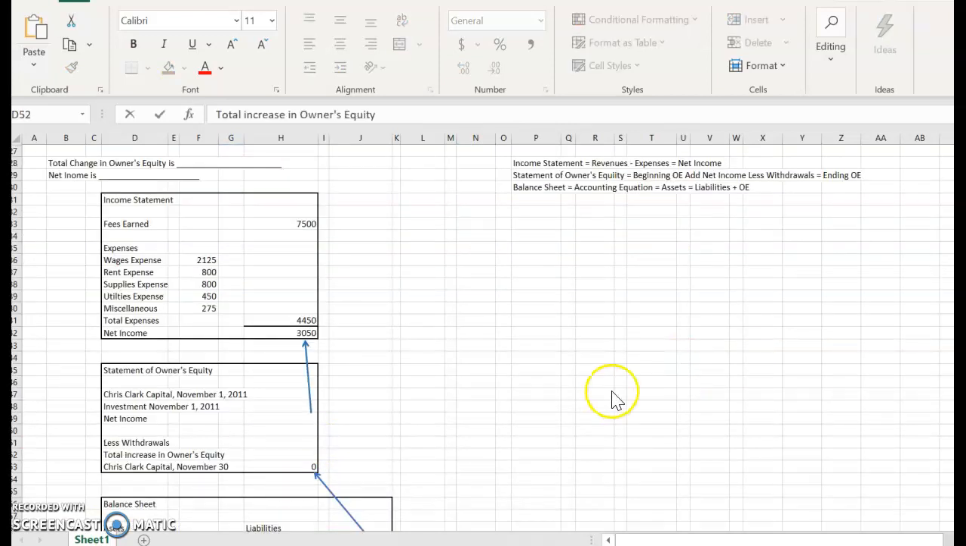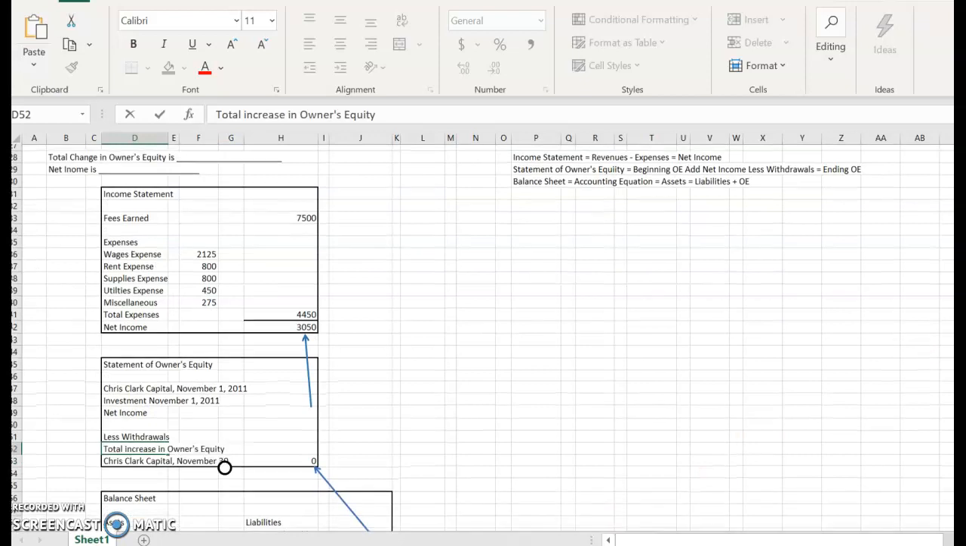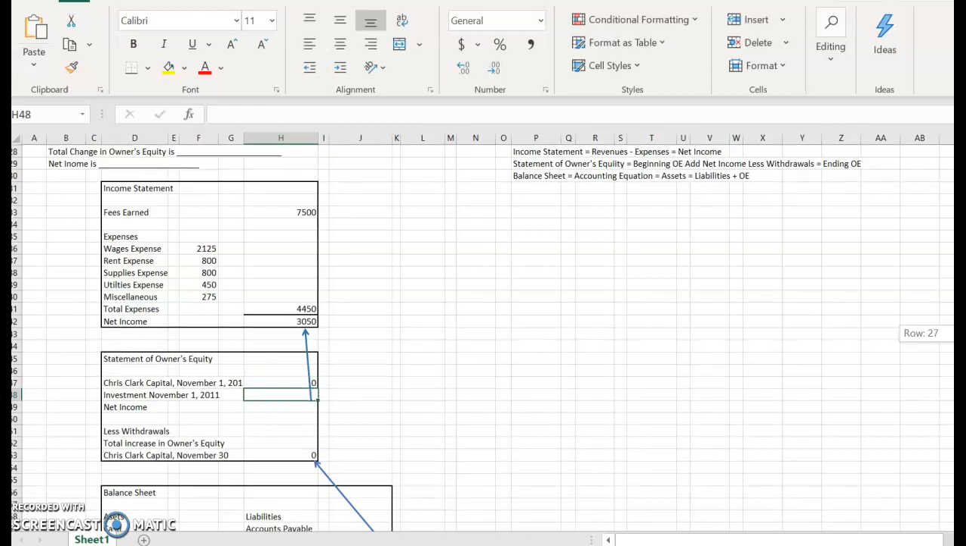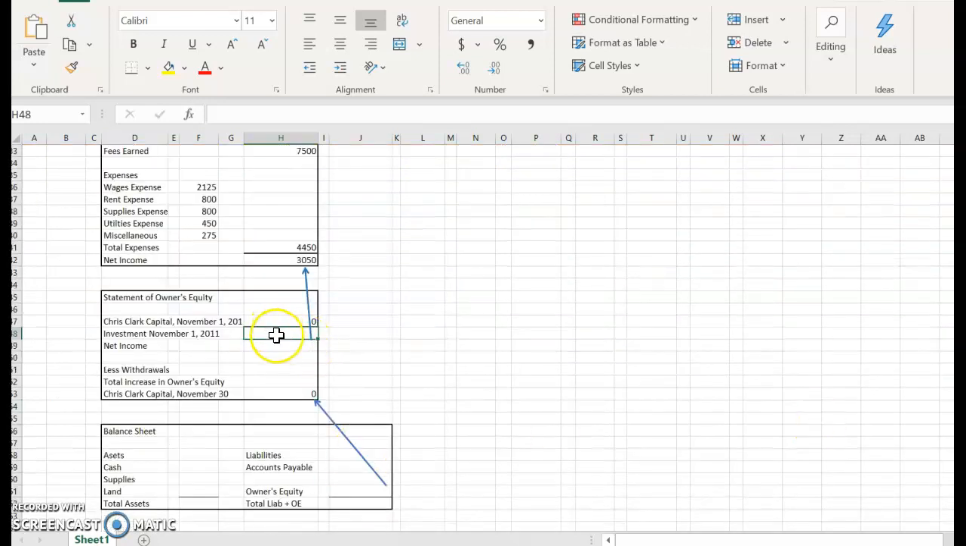$3,050. We're going to prepare the statement of owner's equity. Chris Clark Capital, there is no beginning capital because this is a new company. So he started out with 0 in owner's capital. And then any investments would be always found in the capital account. So as you can see, the first investment was $25,000. So that will be added with net income, and you find net income from the income statement. We've already calculated that to be $3,050.